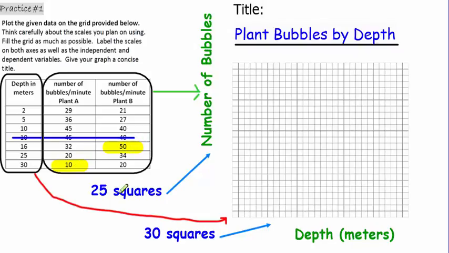There are 25 squares, so why don't we make each square 2? Right? If there are 25, then we'll go all the way up to 50 here, and we'll be able to include everything. So you're looking for, in each one, your smallest value and your largest, and you're going to use those to set up your scales. Okay, so let's go ahead and mark these off.